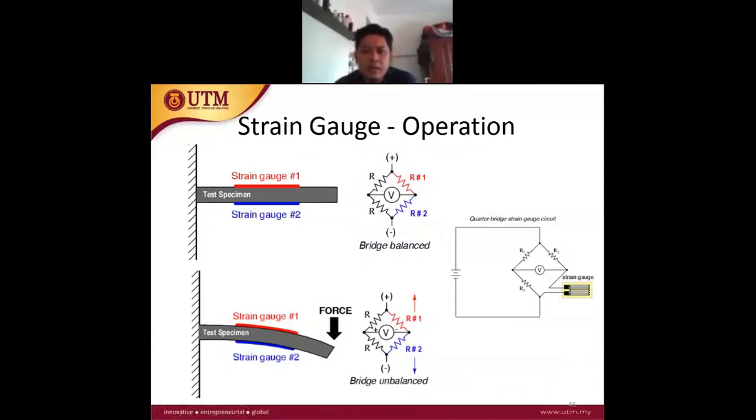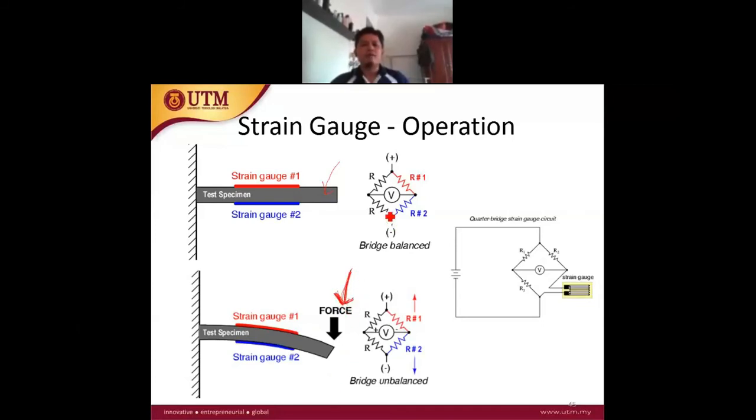This is a sample application of strain gauge, where we have a test specimen. We want to analyze the behavior of the specimen, how it reacts to force. We also want to estimate at what point this specimen starts to fail when we apply different amounts of force.